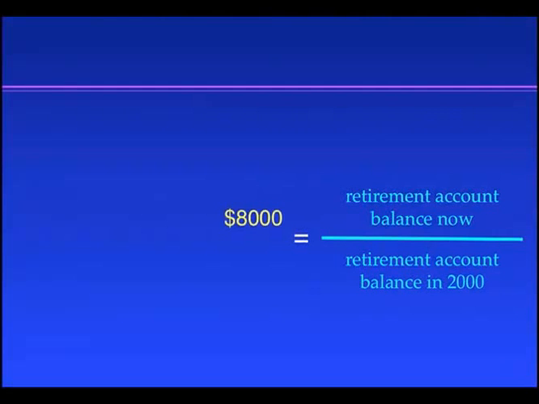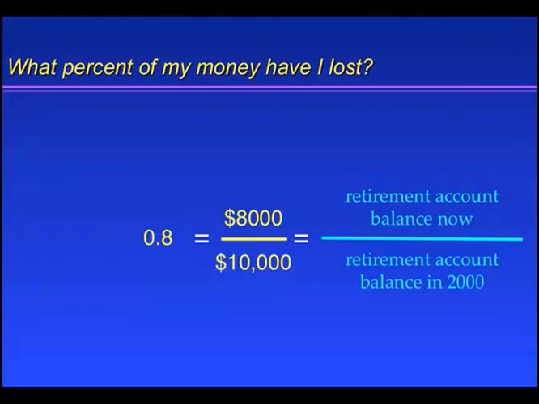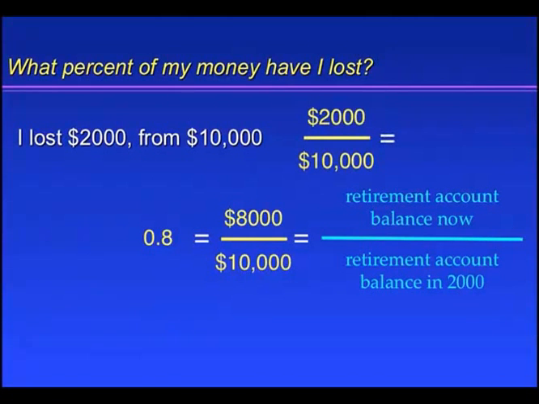Well, let's put some numbers to this. Let's say my retirement account balance now is $8,000, while in the year 2000 it was $10,000. That leads to a ratio of 0.8. What percent of my money have I lost? Well, I've lost $2,000. That's $10,000 minus $8,000. And I lost that $2,000 from $10,000. So $2,000 over $10,000 equals 0.2, or 20%. I've lost 20% of my money.